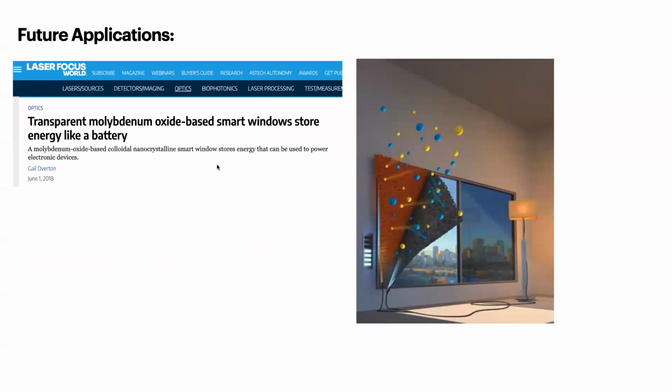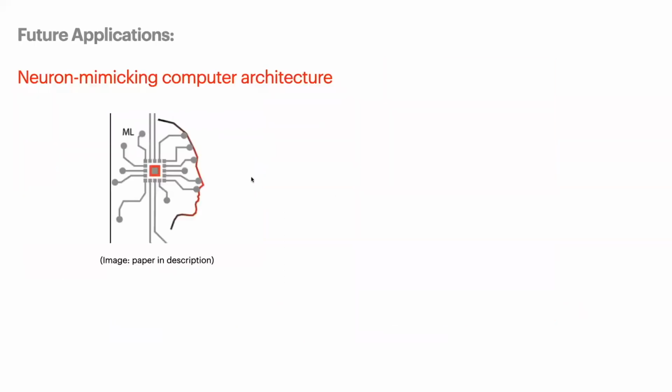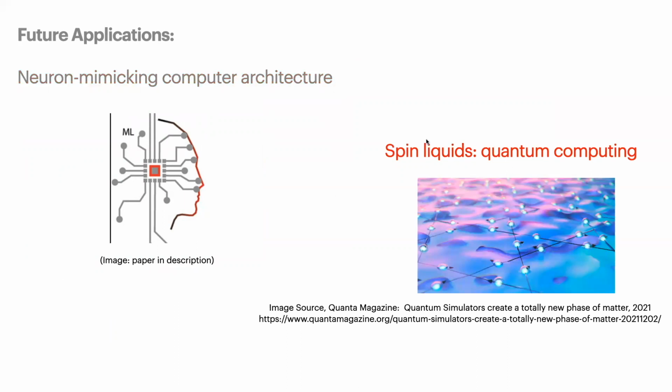There are possible future applications of this type of material, like smart windows that store energy or get darker as it gets sunnier or brighter outside. This can also help prevent a room from getting too hot, as well as a variety of other applications, such as neuron mimicking computer architecture, most likely for machine learning applications.